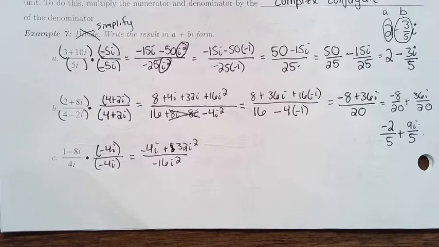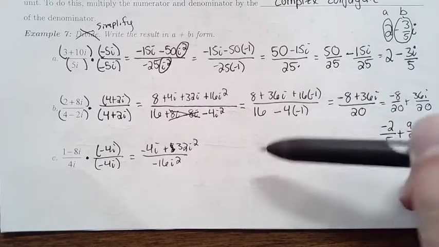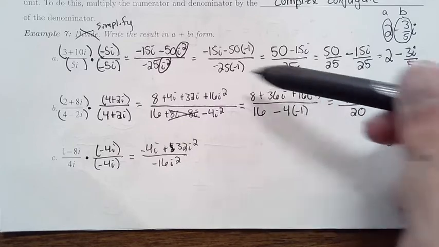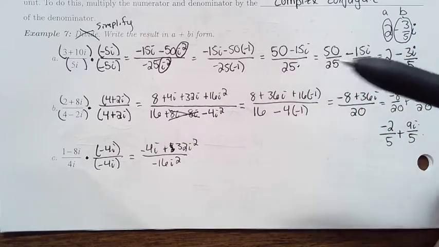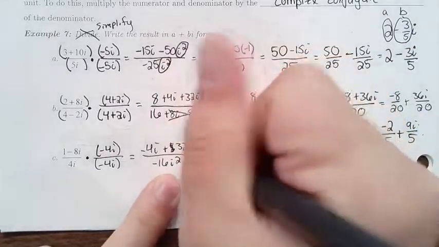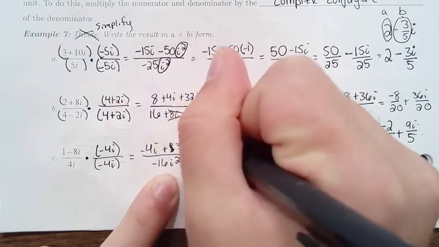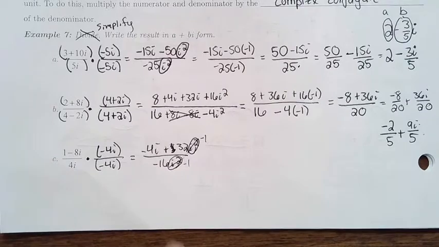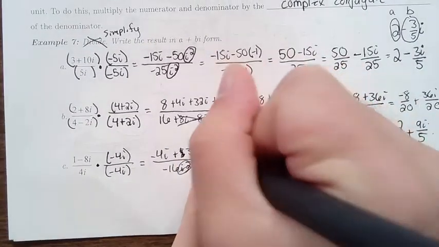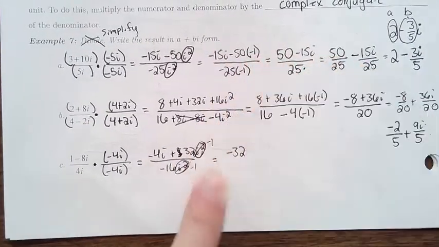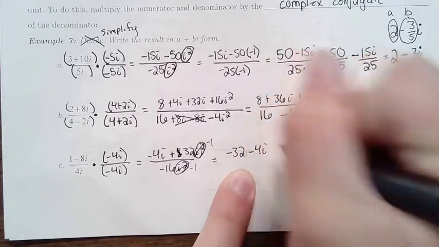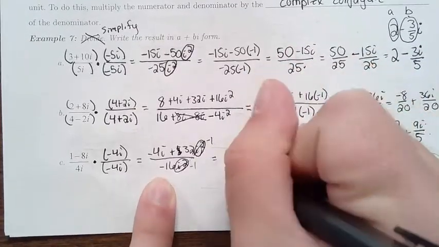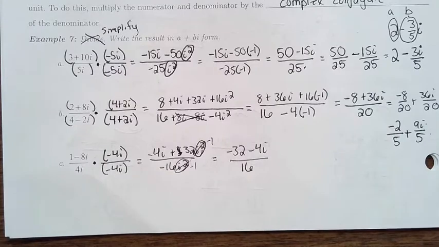Okay, now, this is a lot of work to show, and so I'm going to show you how you can shorten it a little bit. I'm basically going to take out this step where I switch my i squareds to negative 1s. I'm going to kind of do that in my mind right now. I'm going to take these i squareds and really say, well, that's a negative 1, and this i squared here, that's really a negative 1. Well, then when I do that, I have a positive 32 times negative 1, which is negative 32. Then I have my minus 4i. On the bottom, I have a negative 1 times negative 16, which is a positive 16.